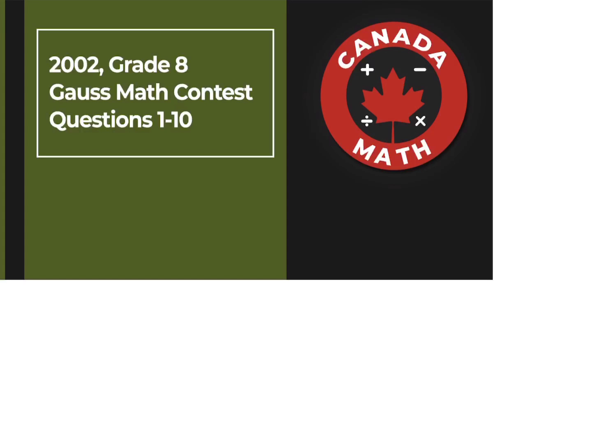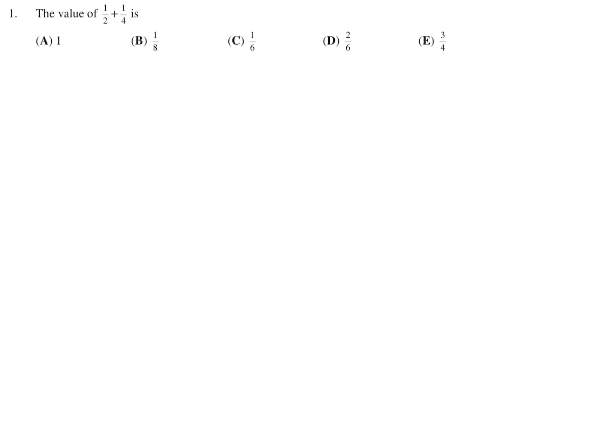Questions 1 through 10 on the 2002 Grade 8 Gauss Math Contest. The value of 1/2 plus 1/4 is, you get a common denominator, multiply top and bottom by 2, that will give you 2/4 plus 1/4, and therefore add the numerators and you get 3, and the denominator is 4, and therefore this is 3/4. So the answer to number 1 is E.